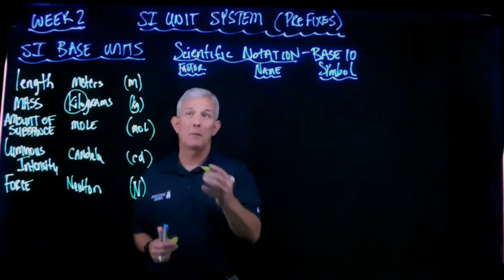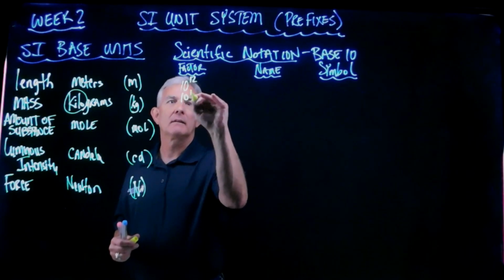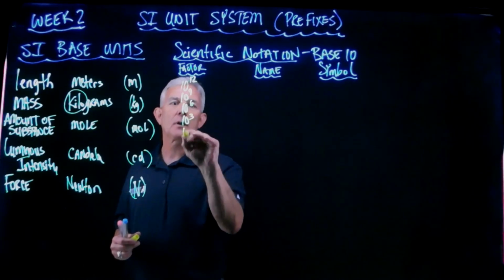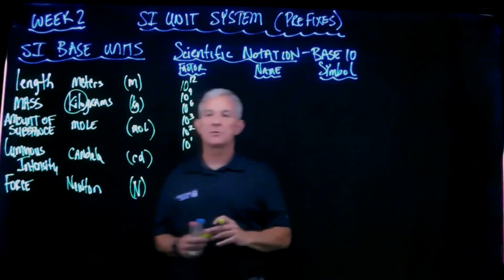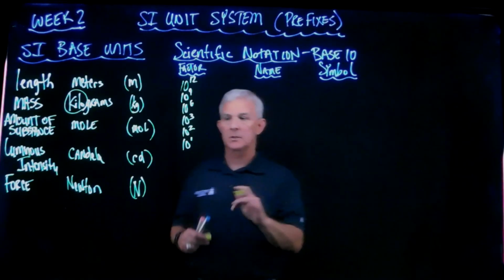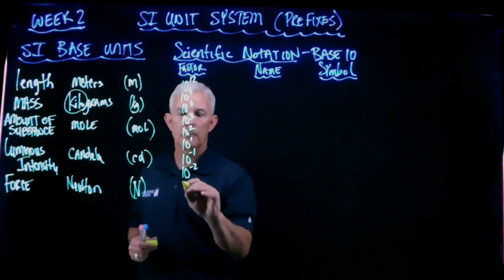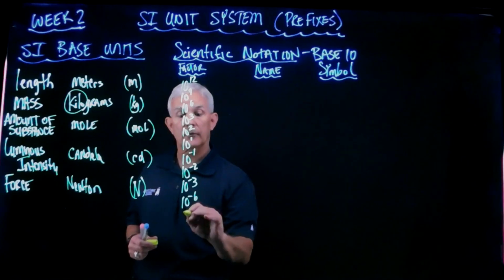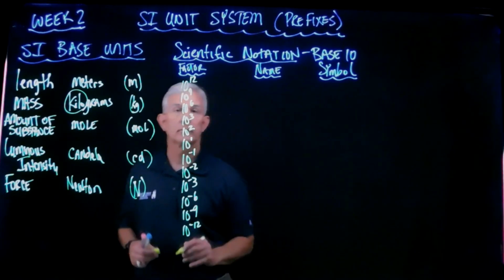So there are a lot of numbers here. I'm going to quickly put them up, but again, it's 10 to the 12th, 10 to the 9th, 10 to the 6th, 10 to the 3rd, 10 to the 2nd, 10 to the 1st. We don't always use 10 to the 2nd and 10 to the 1st as much. 10 to the negative 1, 10 to the negative 2, 10 to the negative 3, 10 to the negative 6, 10 to the negative 9, and 10 to the negative 12.